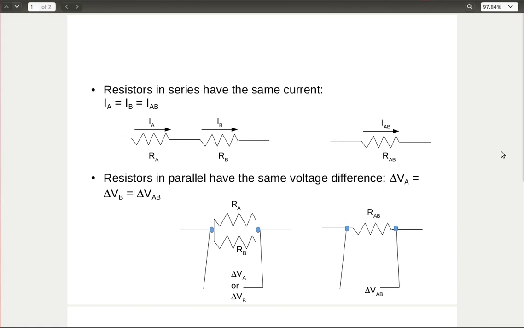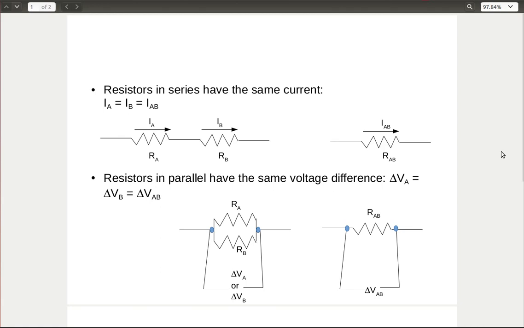A metaphor for what's going on here is that if you have a river break up into two branches and then come back together, when they come back together, they have to join at the same height. You can't have one river join higher than the other river. That's kind of an imperfect metaphor, but whatever.